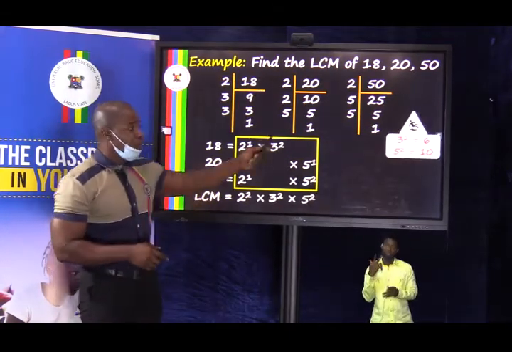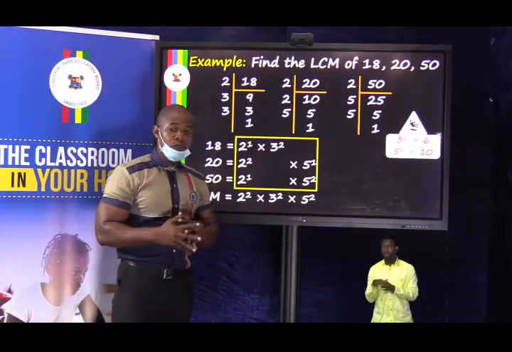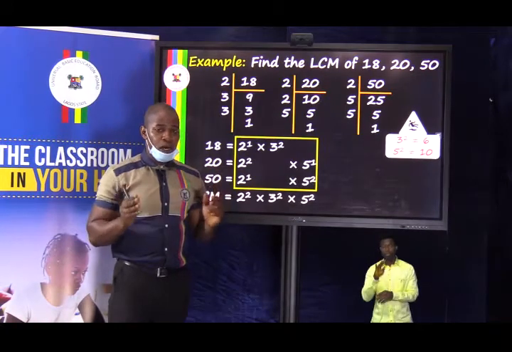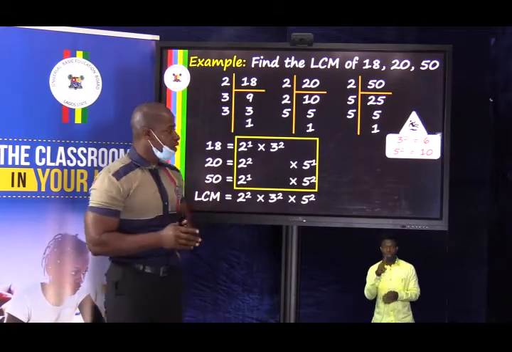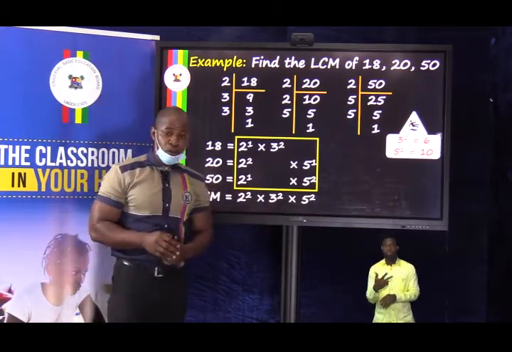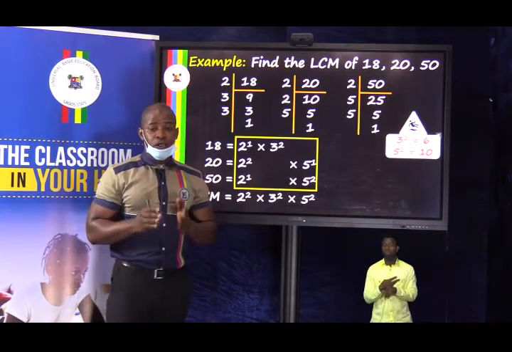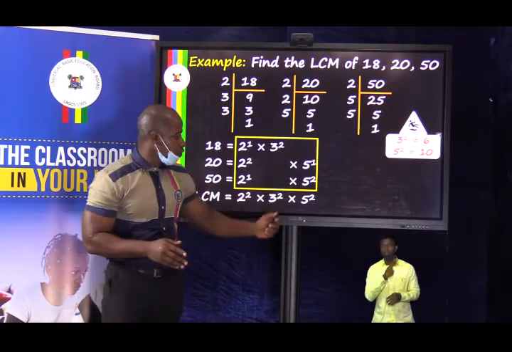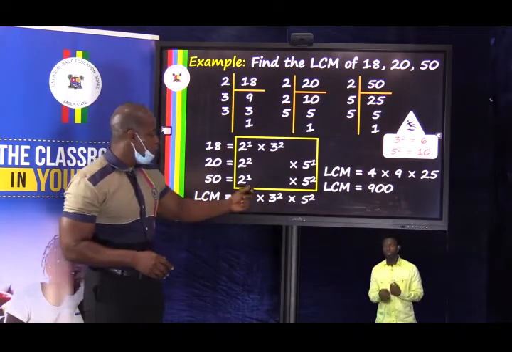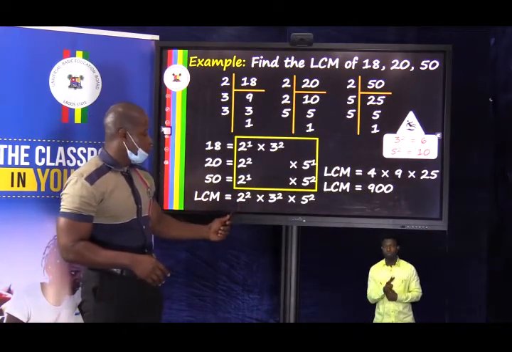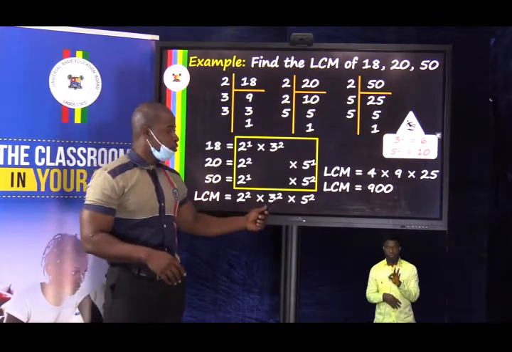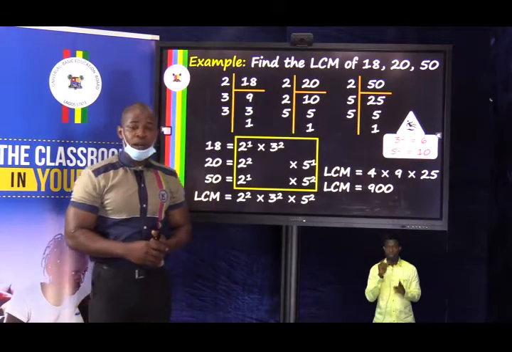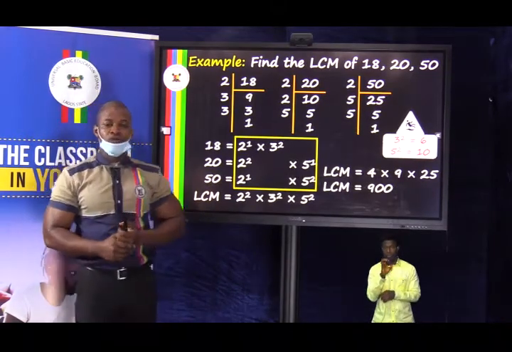And mind you, 3 with the power of 2 is not 3 times 2, so it's not 6. It's 3 multiplying by itself 2 times. That's 3 times 3. And you get 9 for that. 5 with the power of 2 is not 5 multiplying 2, it is 5 multiplying itself twice. That's 5 times 5, and that, my friend, is 25. So eventually we have 4, which is 2 with the power of 2, times 9, 3 with the power of 2, times 25. And when you multiply that, my friend, we get 900.